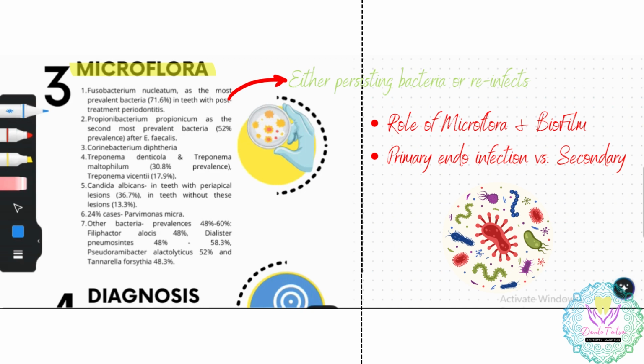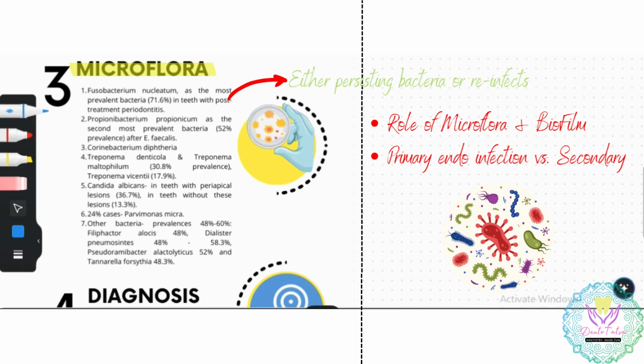So the microflora for this are as following. This has been collected from various articles. The percentage varies. The most numerous and highly prevalent bacteria are your E. faecalis and Propionibacterium. Other examples are Fusobacterium, Corynebacterium, the Treponema family, and Candida albicans, the most common fungus there, and the number will vary depending on the presence of periapical lesions.